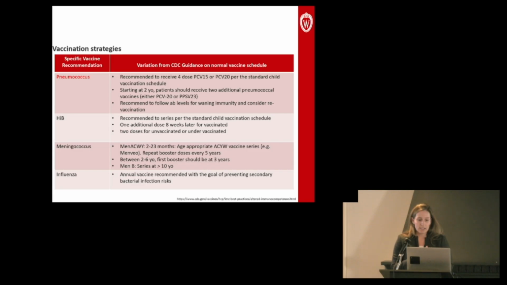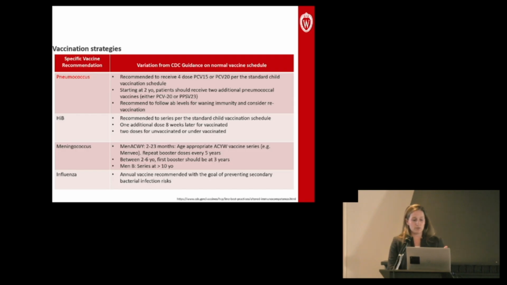So currently, before PCV20 came out, it was PPSV23, so that's the polysaccharide version of that vaccine. Now that PCV20 is widely available, we are talking a lot with our patients about PCV20. I think it's a great vaccine. There's also really good data that these Prevnar vaccines or PCV20 decrease pneumococcus carriage in the airway. So I think this becomes a really powerful tool that we can use in our patients.